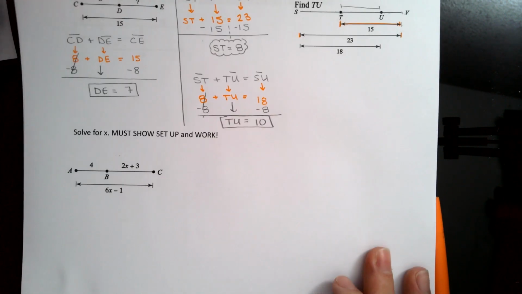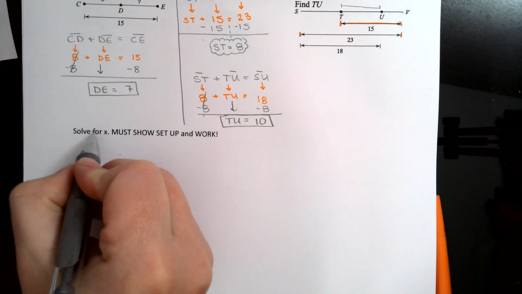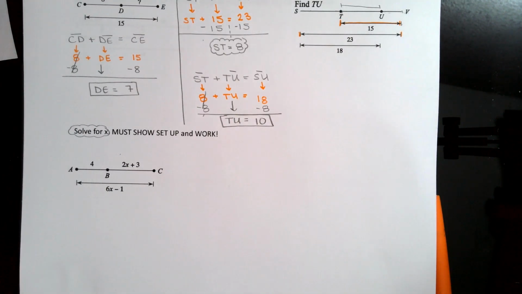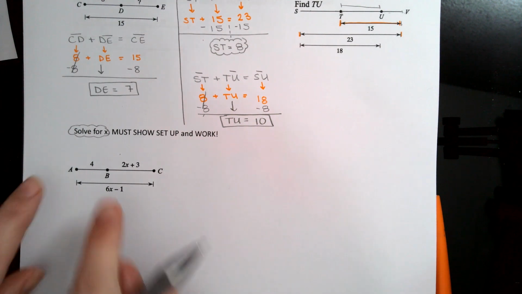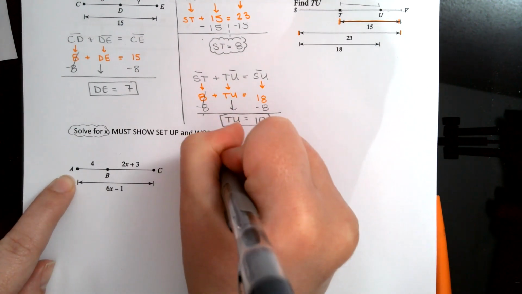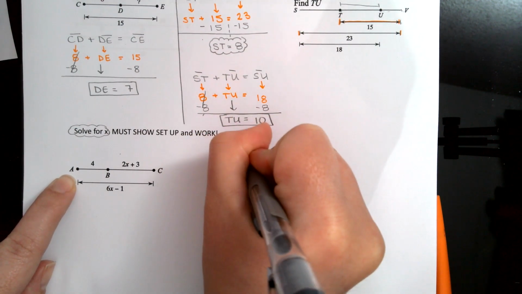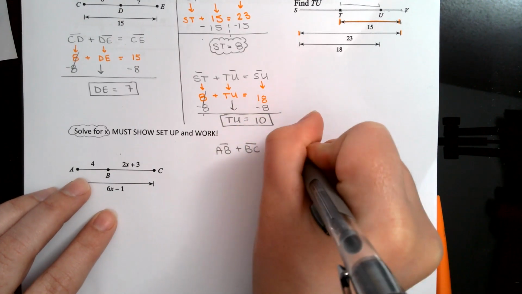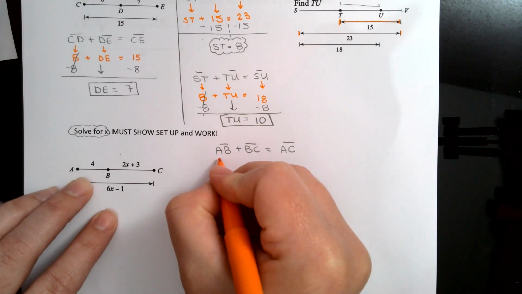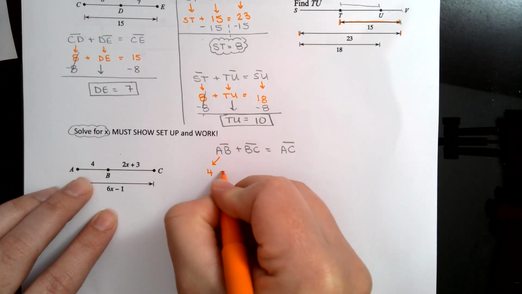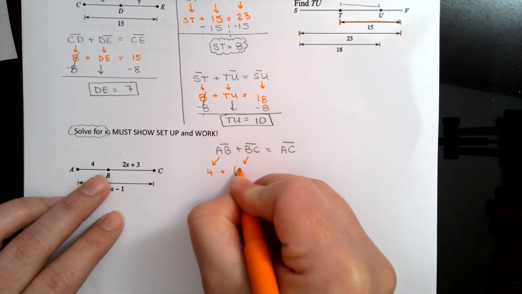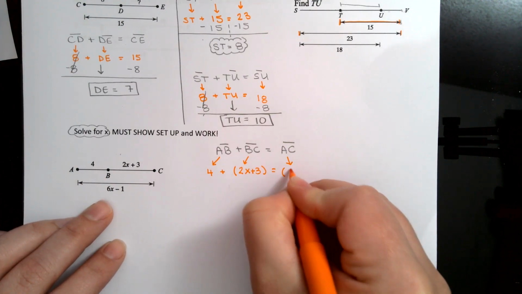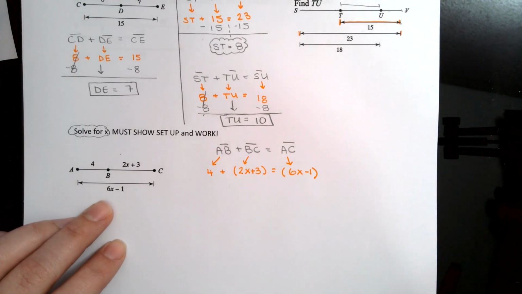Okay, moving on to the next one. This one's asking us to solve for x. So we want to stop and not plug it in anywhere. Let's do our setup again. We have AB plus BC equals AC. Let's do our plug-ins. AB is 4, BC is 2x plus 3, and AC is 6x minus 1.